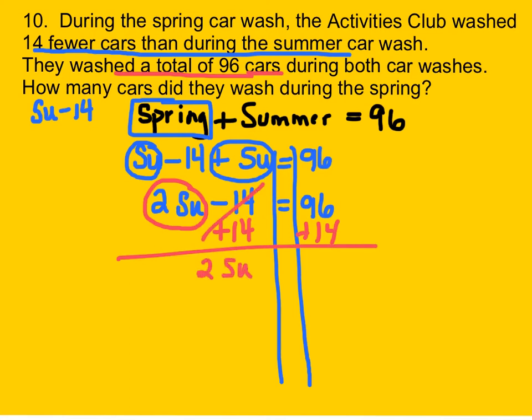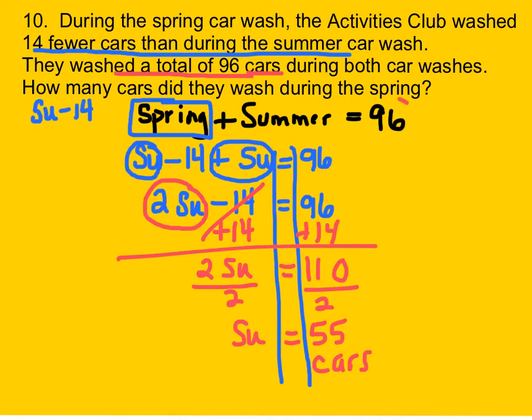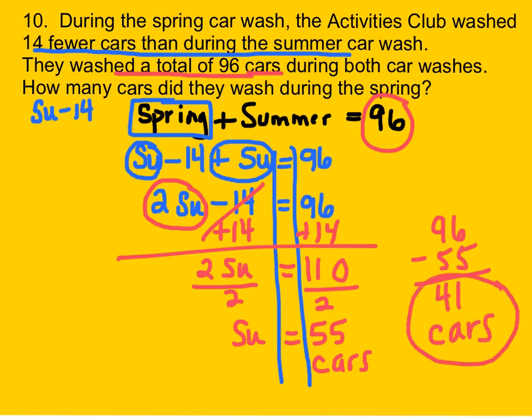So 2 summers are equal to 110. And then divide by 2. So 1 summer would be 55 cars. Now we just need to check and see if that's what it asked for. It says, how many cars did they wash during the spring? So if they washed 55 cars in the summer, we know the total between the summer and the spring has to be 96. So we're going to take 96 minus 55, and we get 41 cars. There you go.